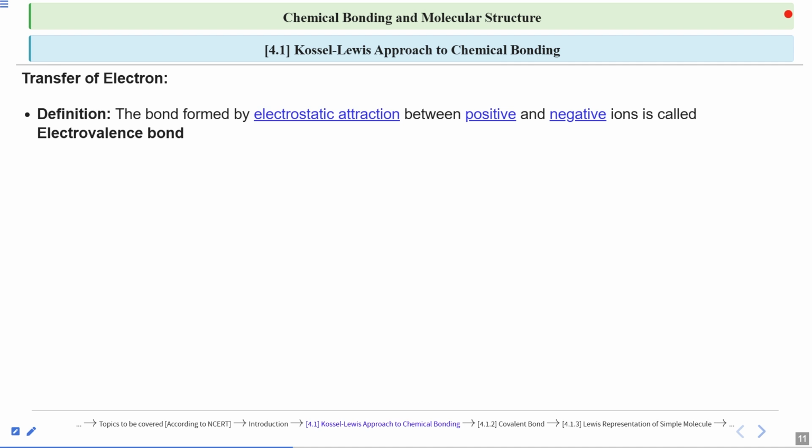So the definition of electrovalent bond goes like this: a bond which is formed by the electrostatic interaction of positive and negative ions, or your cations and anions.